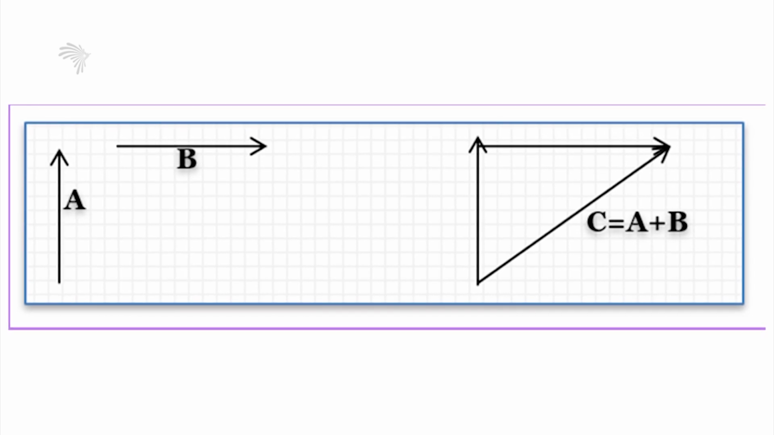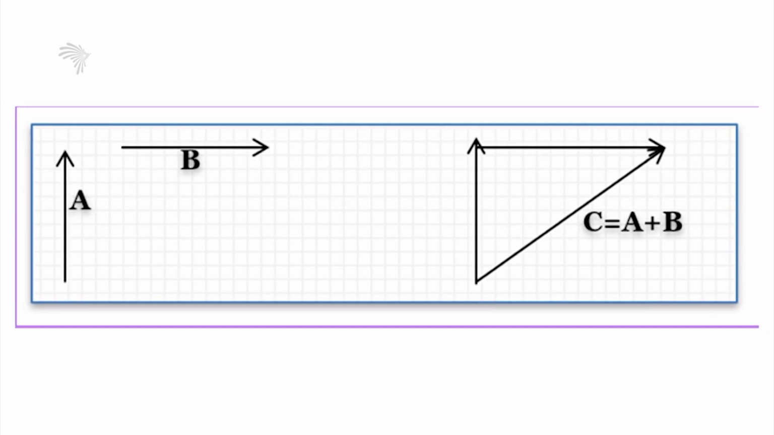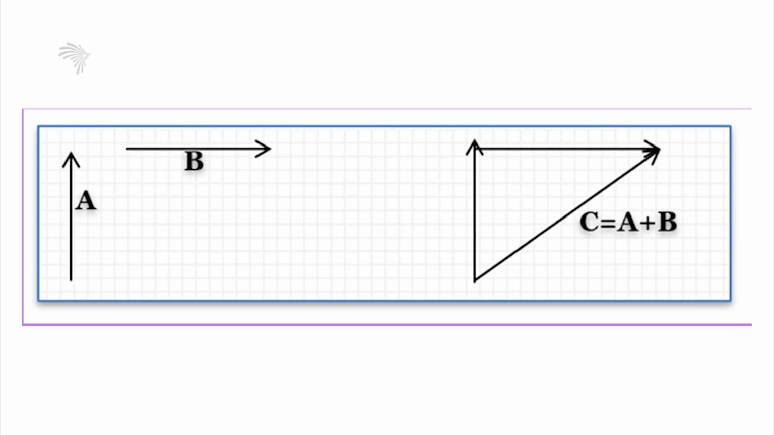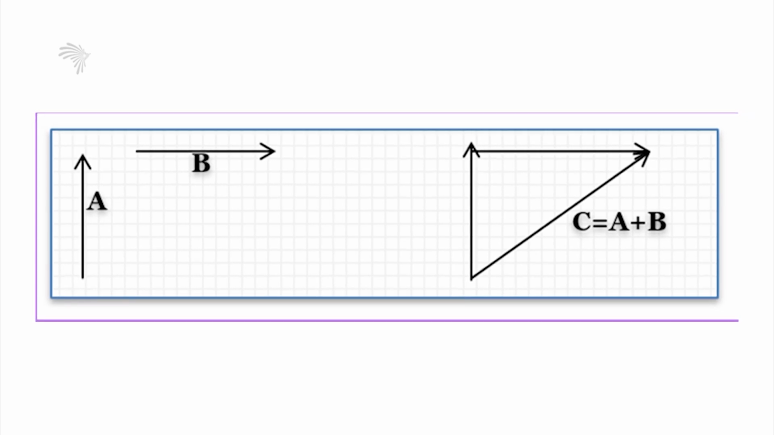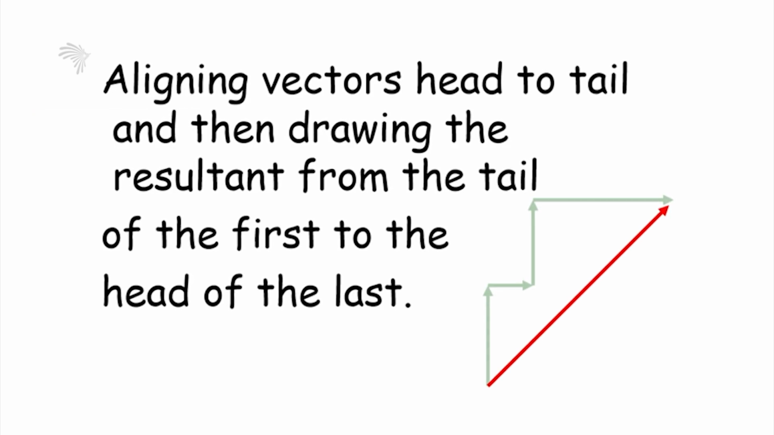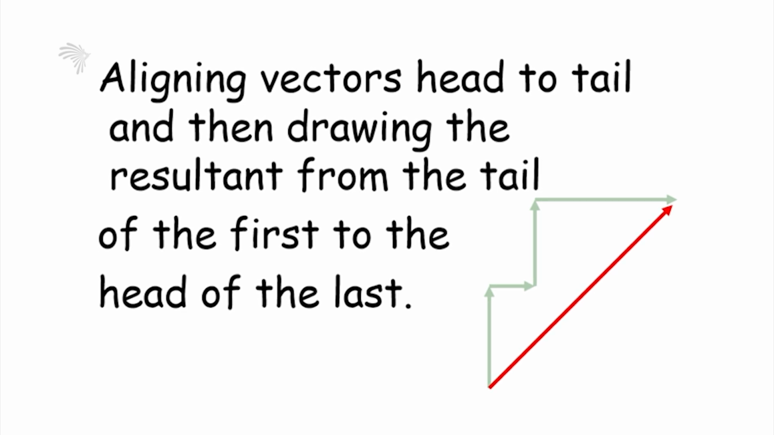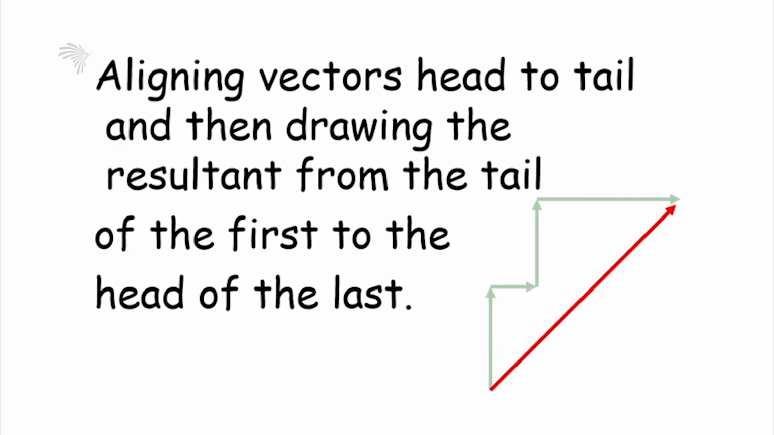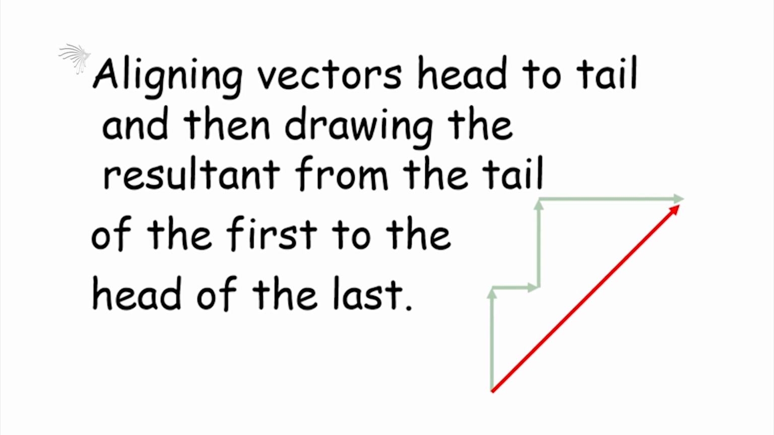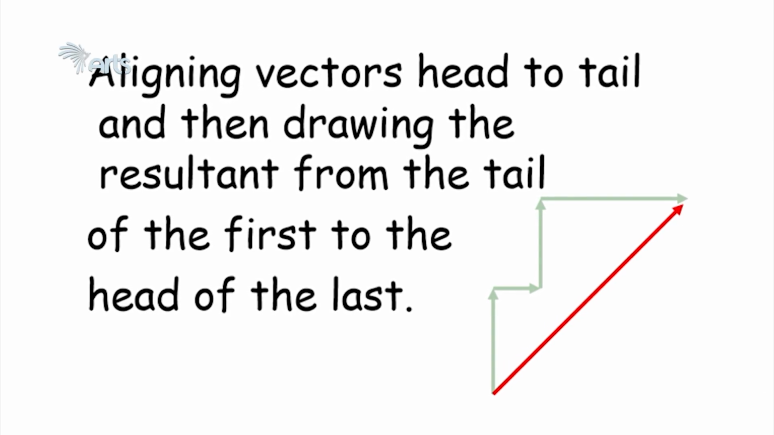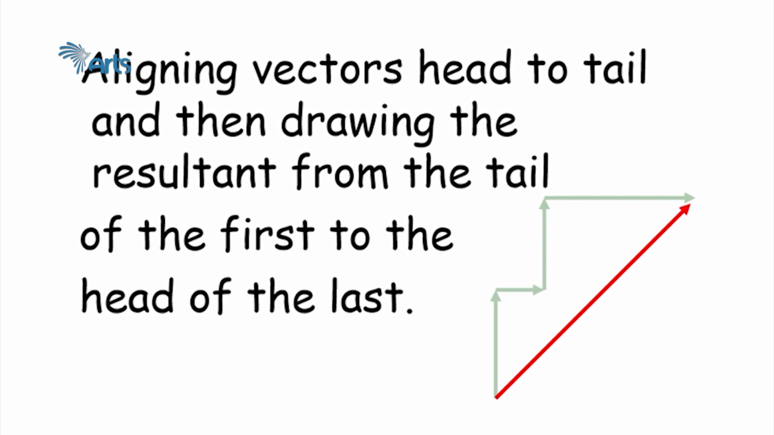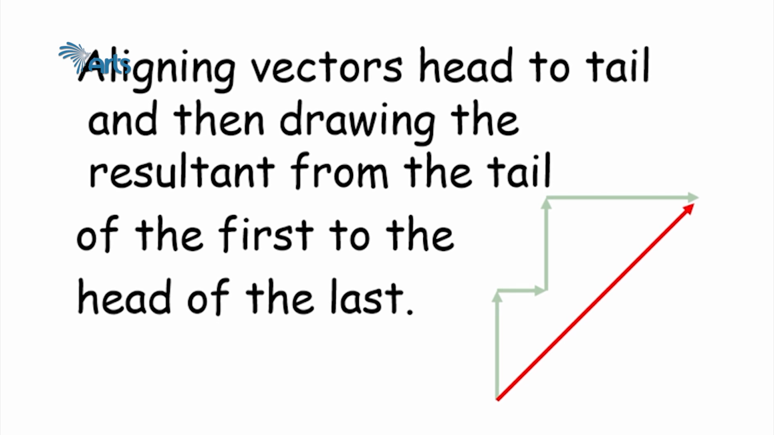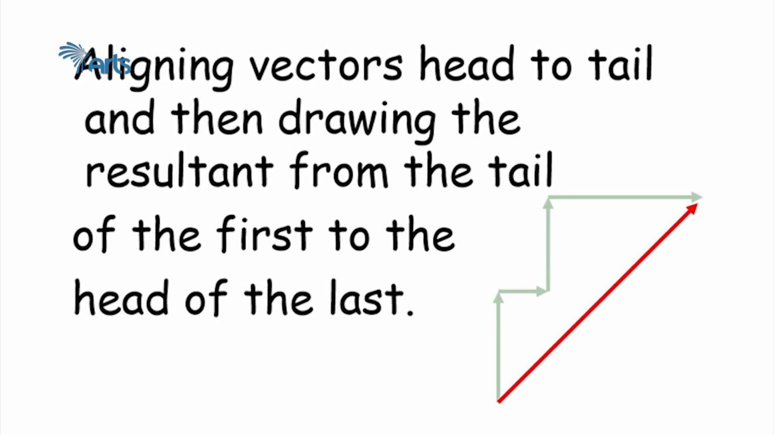Let's look at the graphical method of vector addition. Suppose we have two vectors A and B that are shown on the screen. To find the resultant of these two vectors, let's connect the head of vector A to the tail of vector B. In this case, the resultant vector will be a vector drawn from the tail of vector A to the head of vector B. This method of vector addition is called the triangle method or triangle law. If you have a number of vectors, aligning vectors head to tail and then drawing the resultant from the tail of the first vector to the head of the last vector will give you the resultant vector.